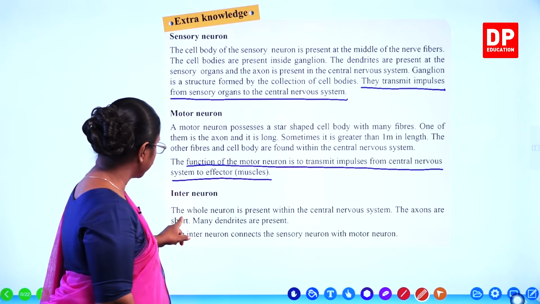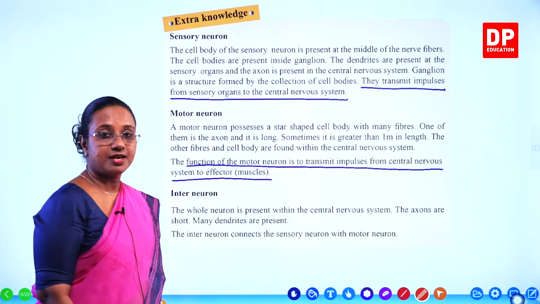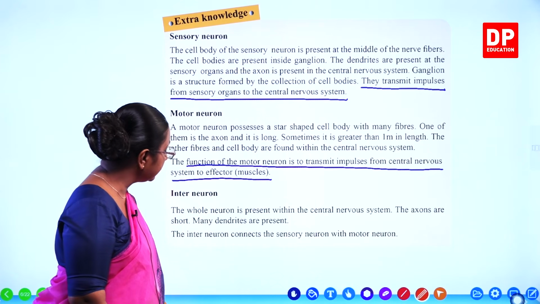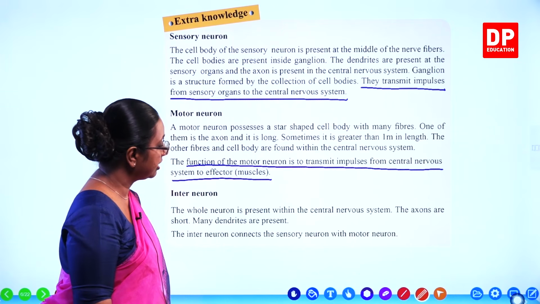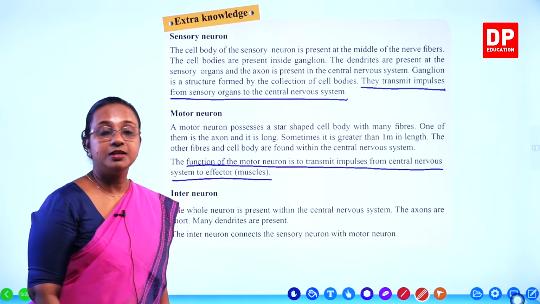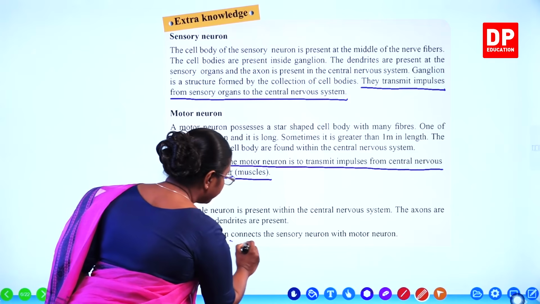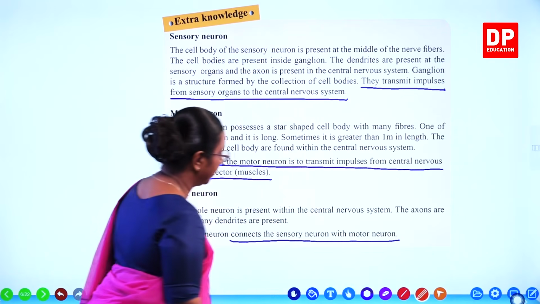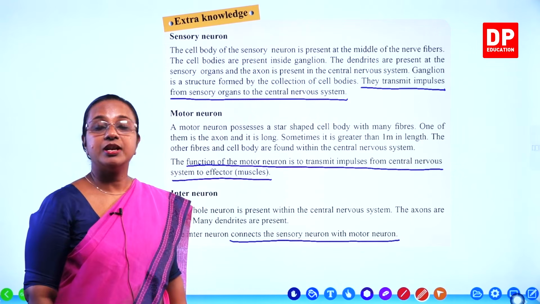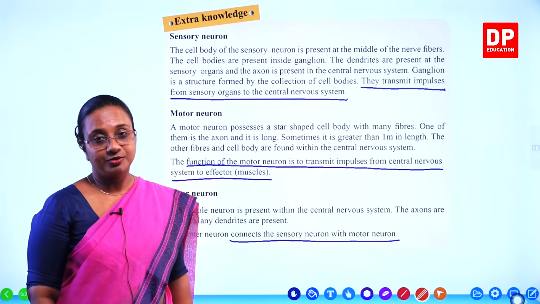The axons are short, many dendrites are present. The interneuron connects the sensory neuron with motor neuron. So here this provides a connection between the sensory neuron and the motor neuron.